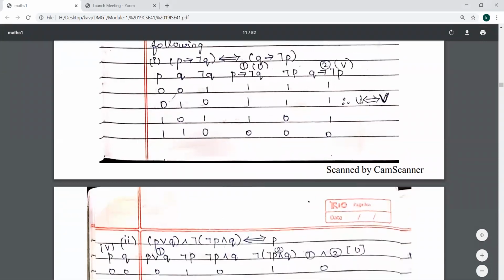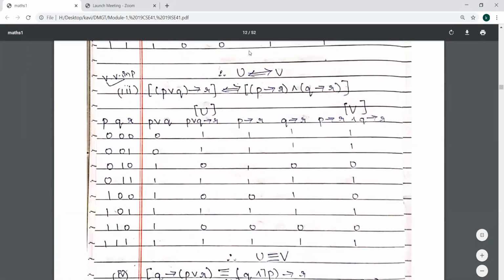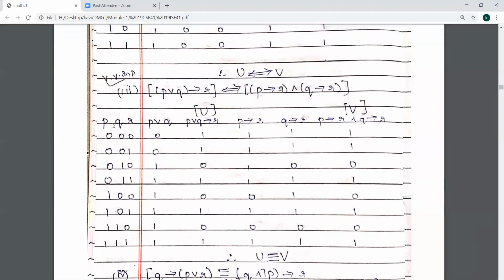Next, we see one more problem with three propositions P, Q, R. Consider this problem here. The problem given is P or Q implies R is logically equivalent to P implies R and Q implies R. So we need to find the truth table for this term as well as this term. If both have the same truth value, then U is logically equivalent to V. Now we are going to construct the truth table P, Q, R. The 8 possible assignments are given here.